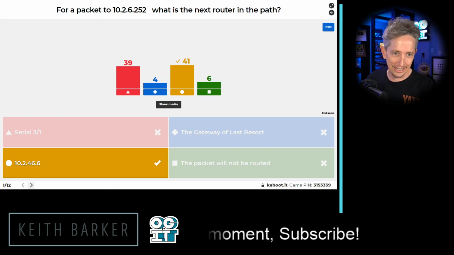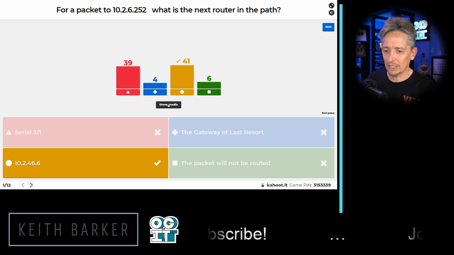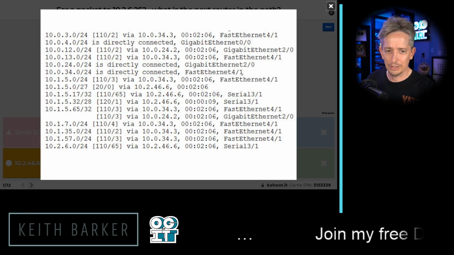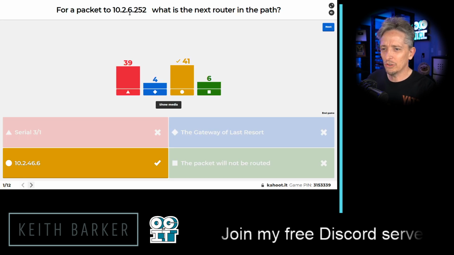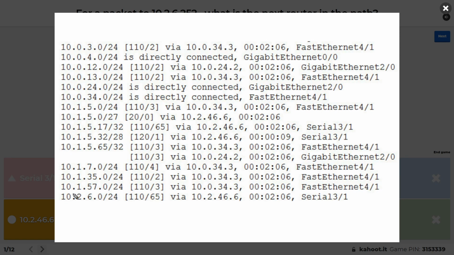Let's take a look at the answer together and why it is true. So for a packet going to 10.2.6.252, basically, there's only one route here that matches that. That's this one right here. So the first 3 octets, 10.2.6, is the network. So based on that address, this is the correct match.